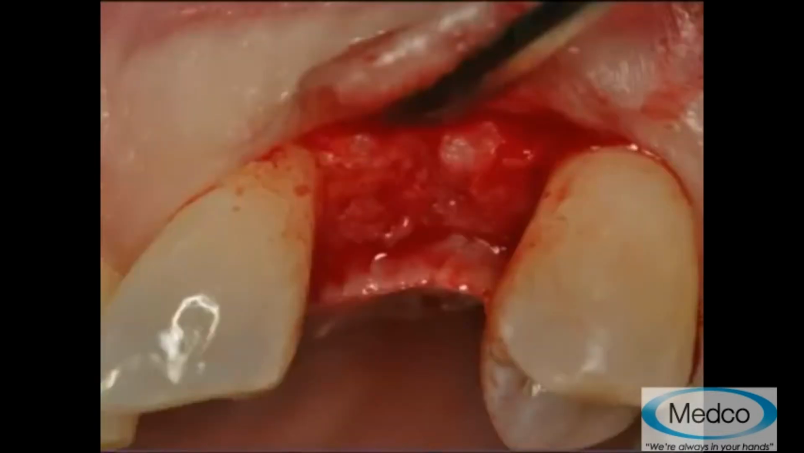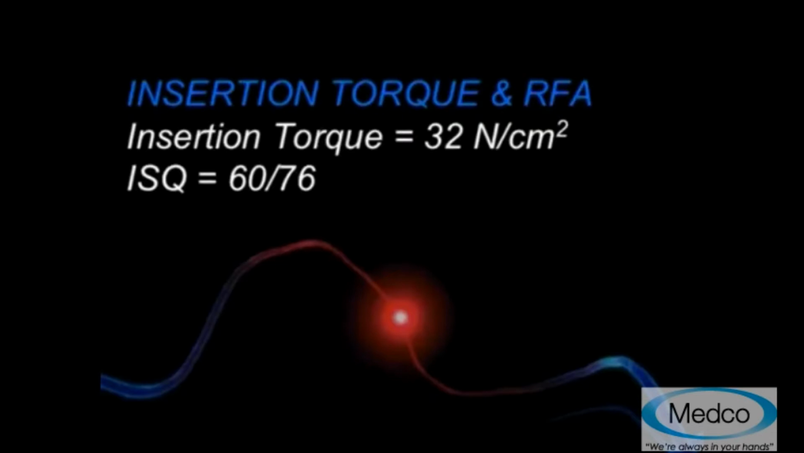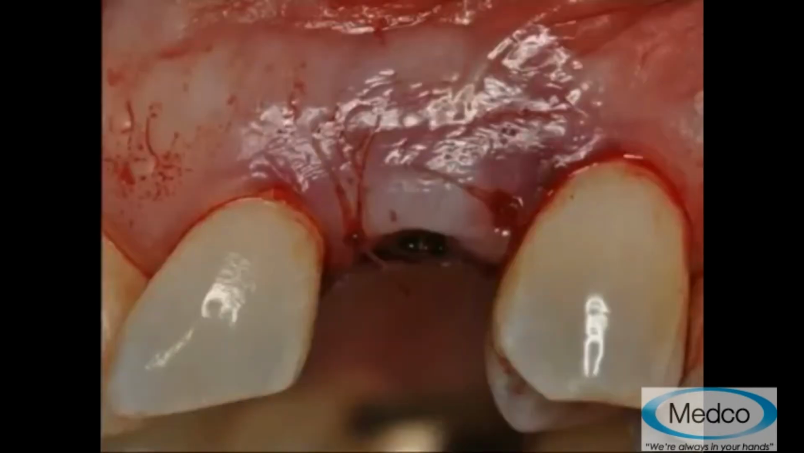So here I did a minimal flap elevation and placed the implant. I was not going to do this as an immediate case. Insertion torque was great, 32 Newton centimeters, 60-76 ISQ. The 60 is buccal-lingual, 76 mesial-distal. We placed our healing abutment, allowed him to go away, sutured with an absorbable gut suture, and at 2 weeks, we're going to see him. Thank goodness we're a little short of the canine.